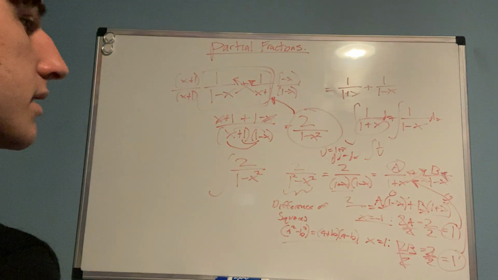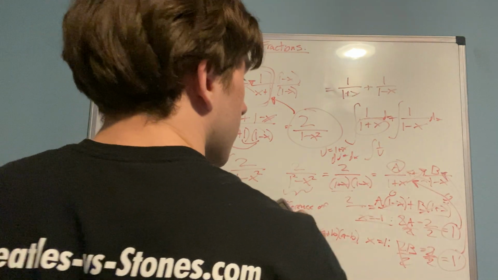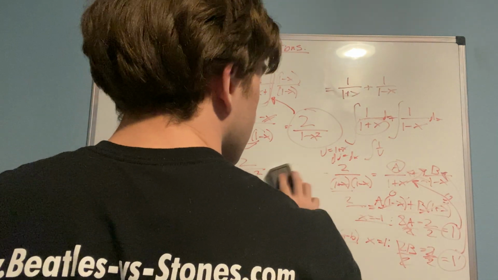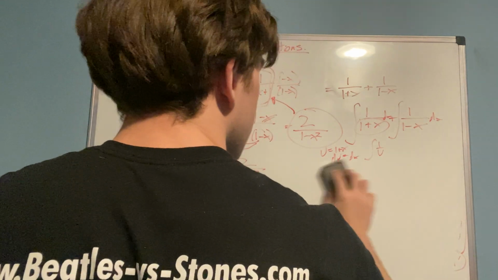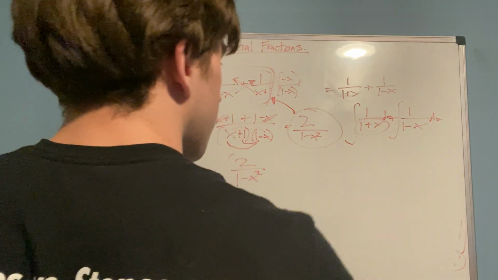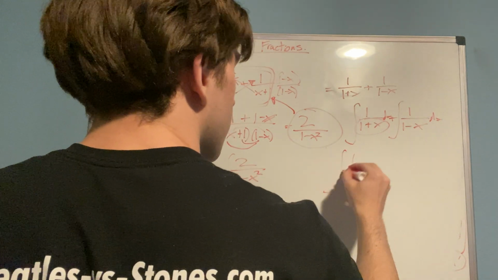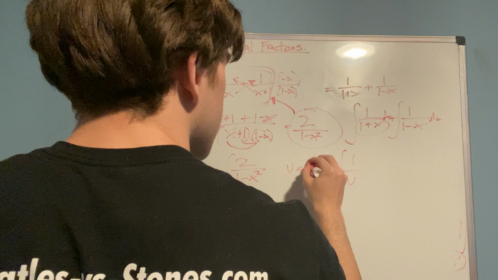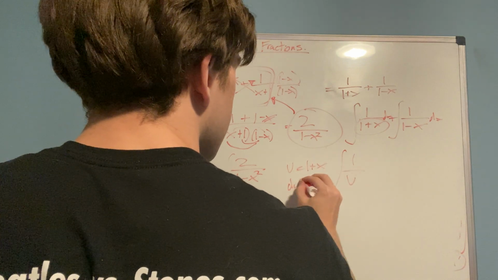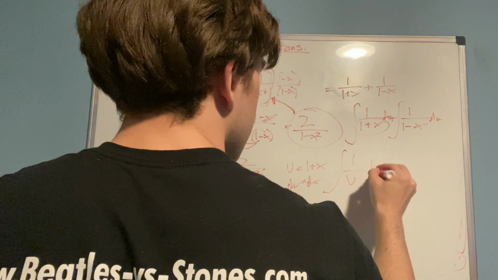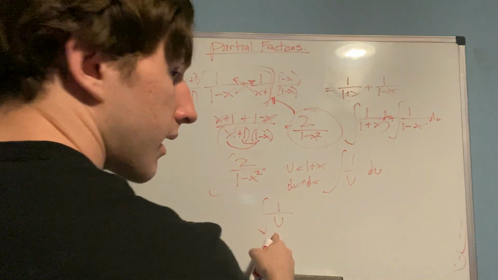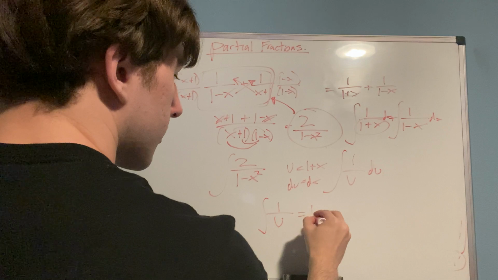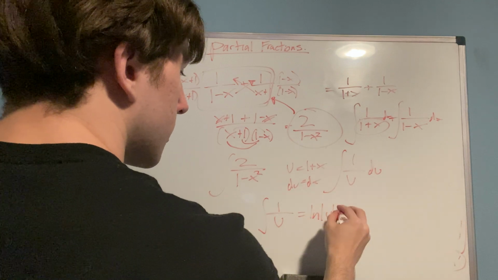Sorry, I'm running out of space. All right, I'm going to erase some of this work here. Okay. I'm going to make it bigger. Okay, so you just have the integral of 1 over u, and u is the 1 plus x. Du, you just get dx. So you just get du, and you just have to remember the integral of anything like that is just the ln absolute value of u plus c.